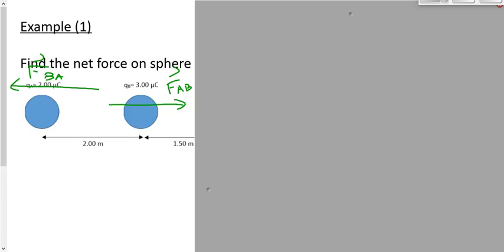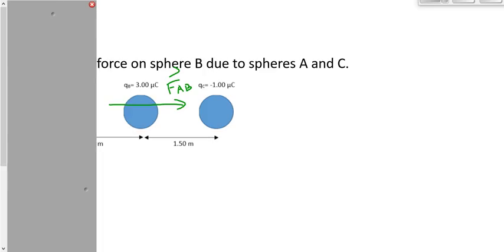Even though it's there, and even though I know that it's equal and opposite to FAB, I don't really care about it because I'm trying to find the force on B. Make sense? All right. Now what I got to do is pretend that A doesn't exist. Now I've got to look at the force of C on B.